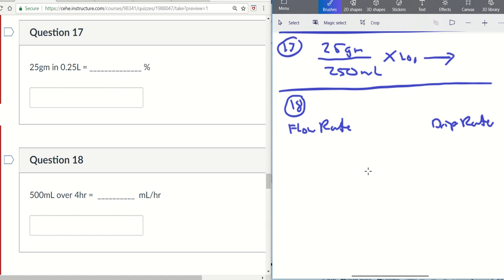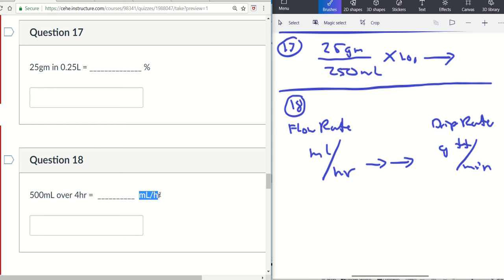All right, number 18. Flow rate is mLs per hour. Drip rate is drops per minute. For number 18, they're just asking for flow rate, mLs per hour. So just put the mLs, 500 mLs, over 4 hours, and simplify. Yep, so just enter in 125.